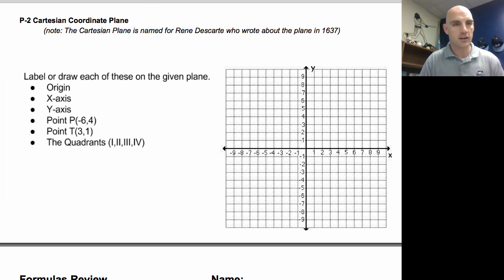Welcome back. Today we're going to talk a little bit about the coordinate plane and doing some operations in the coordinate plane that involve some common formulas that we've been using for a really long time. So this is going to be largely review. That's why it's in the prerequisite section. First of all, let's talk about the coordinate plane.